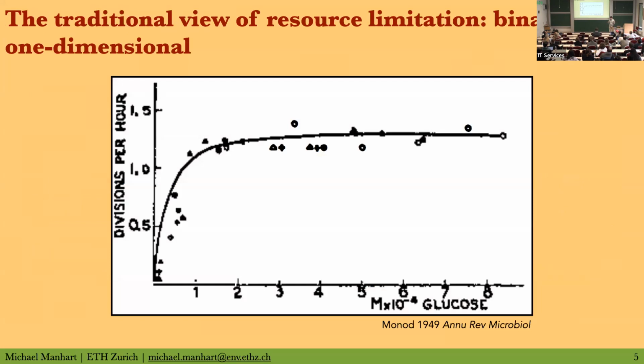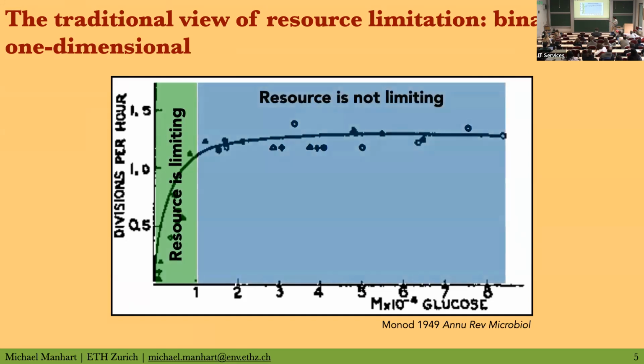So I think the traditional view of limitation that a lot of us probably have, certainly it's what I had when I first started thinking about this, goes back to this work of Jacques Monod from about 70 years ago, where if we look at the growth rate of a population as a function of the concentration of a particular resource, like glucose, we would see this sort of dependence here. And we often think about this in this sort of binary way, that there's this state here when glucose is low and we say the resource is limiting, and then there's this other state up here when glucose is high and resource is not limiting. But this is both very binary and also, as you can see here, this is one-dimensional. We're only thinking about this one resource, glucose.